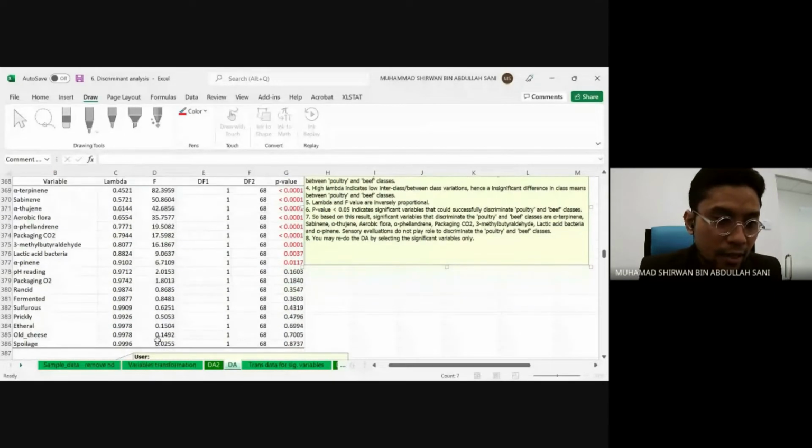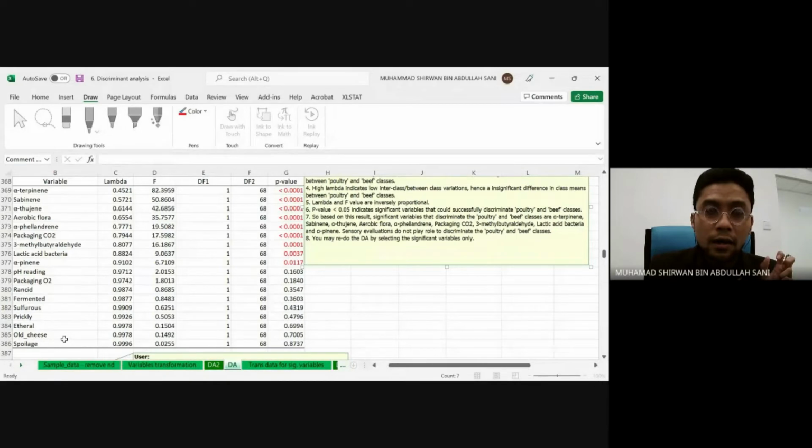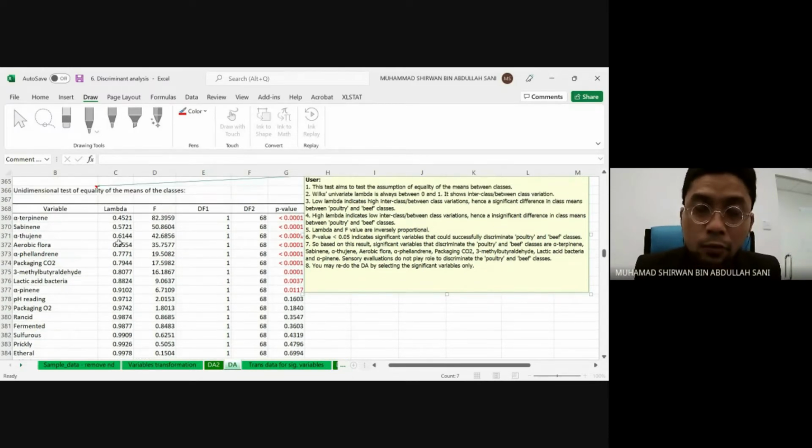meaning that all the bottom variables have low significant contribution to differentiate between beef and poultry sausage. So this can also become one of the indicators. Okay, lambda and F value are inversely proportional. Low lambda will get a high F statistic value. The F value is the F statistic.